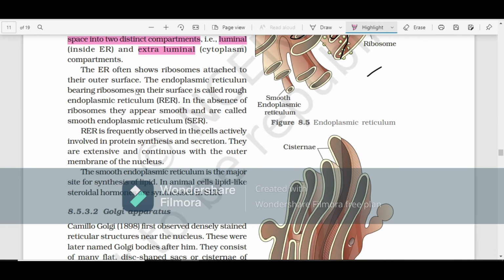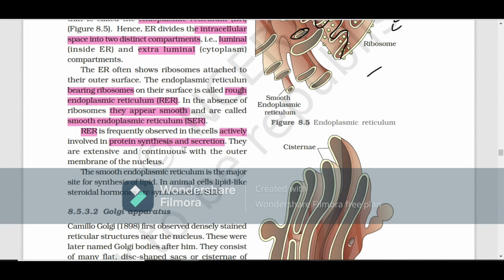So ER often shows ribosomes attached to its surface. The ones that have ribosomes on their surface will become rough, and it's called the rough endoplasmic reticulum or RER. In the absence of ribosomes, they'll appear smooth. This is called the smooth endoplasmic reticulum. Rough endoplasmic reticulum is frequently observed in cells actively involved in protein synthesis and secretion. Those ribosomes are involved actively in protein synthesis and secretion.